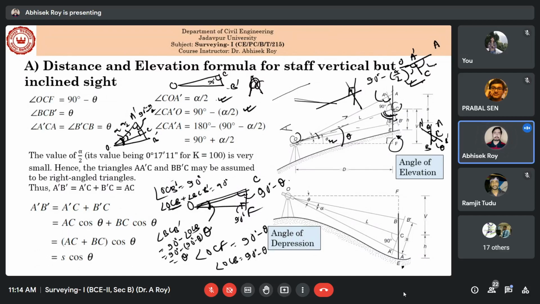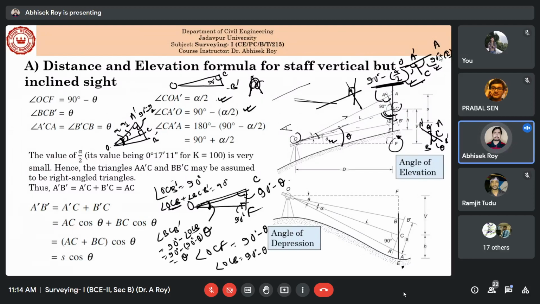So this angle CA dashed O is 90 degree minus alpha by 2. Then this one will be how much? 180 degree minus this part, 180 degree minus 90 degree minus alpha by 2. So that will become 90 degree plus alpha by 2. Okay, so 90 degree plus alpha by 2 is the CA dashed A angle.